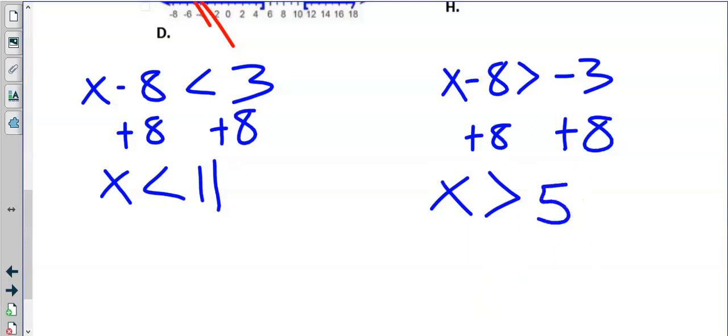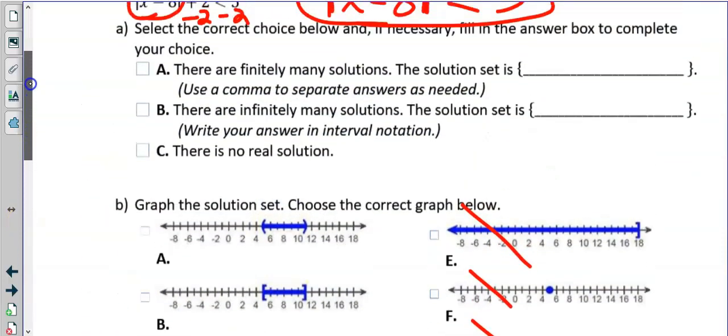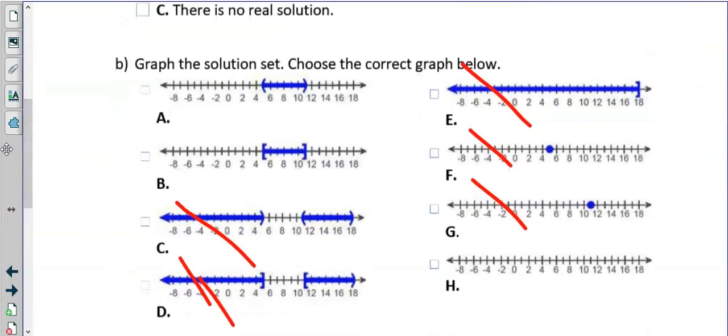5. Now we know the 2 numbers that our graph should be contained to. So we're going to scroll back up and look for a graph that deals with 5 and 11. So which graph has 5 and 11? A. They both do. The difference is one's a parenthesis, one is a bracket.